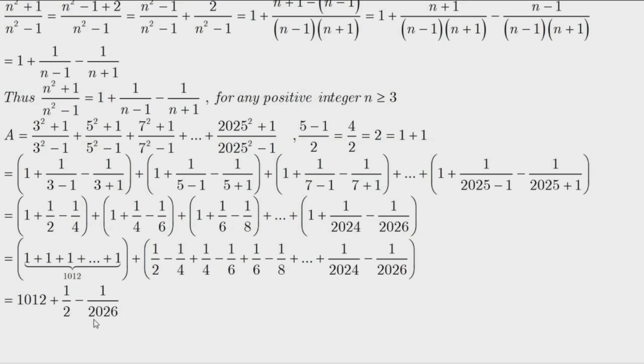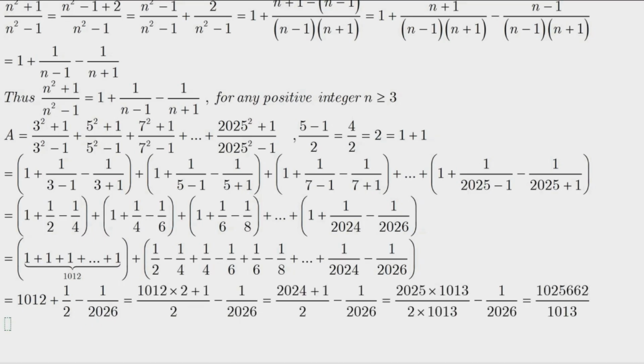Now we have to calculate these fractions. I think you can calculate it by yourself. It will be equal to this. So the final answer is A equal to this fraction, which is 1025662 divided by 1013.